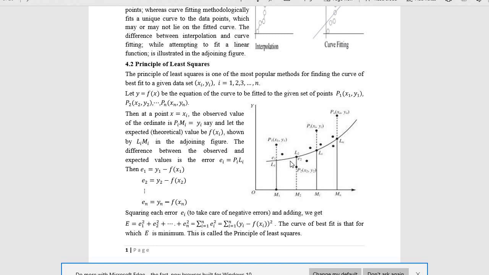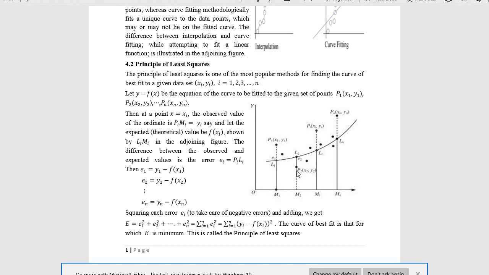So first our focus is on how to construct the curve. The data points, n data points are given, and the distance between the exact value and the point location is called error, E1. E1 is equal to the distance between P1 and L1. And for the second point P2, x2, y2, the distance is error E2. If the point lies on the curve, there is no error. If the point lies below or above, there is a possibility of error.